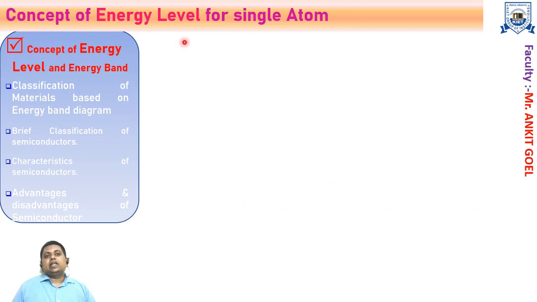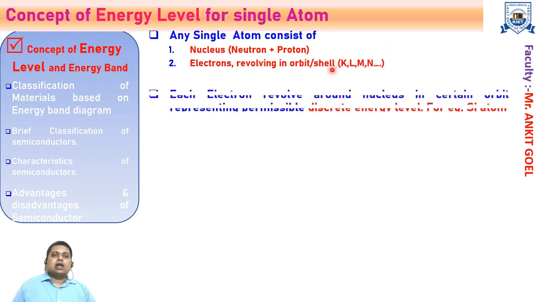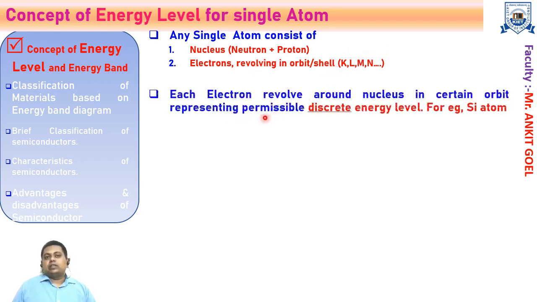Let's discuss the energy level for a single atom. Any single atom consists of neutron, positively charged proton, and negatively charged electron. These electrons revolve in a finite path or finite orbit around the nucleus, and this is also called the shell: K shell, L shell, M shell, and N shell. So these shells are separated and there will be a discrete energy level for each shell.